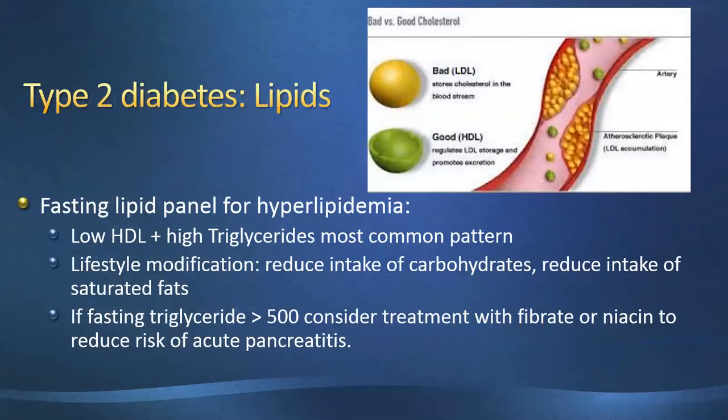So going to cholesterol and obesity, the most common pattern we see, and which was manifested for her as well, is this very low HDL with a high triglyceride even when fasting. And so again, we're trying to reduce intake of carbohydrates, saturated fat, simple sugars. If triglycerides are over 500, the recommendation is to treat with a fibrate or niacin. I've never used niacin myself. This is, of course, to help reduce risk of acute pancreatitis.